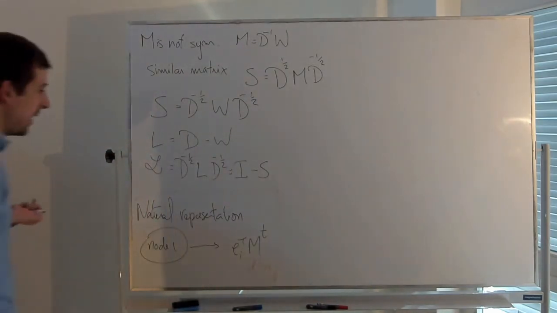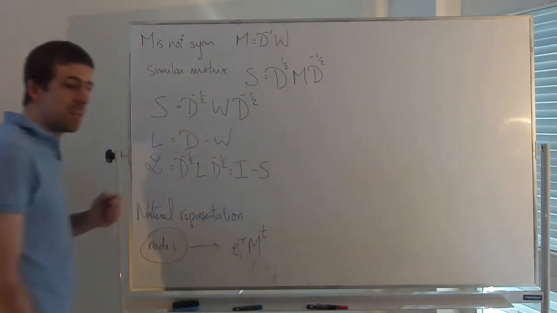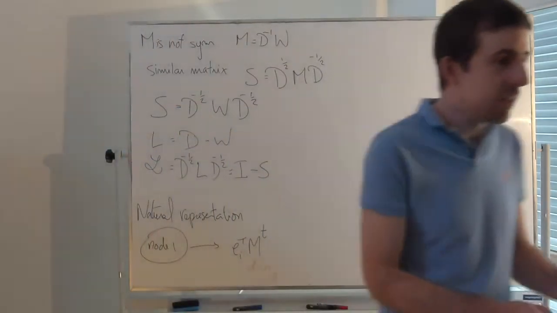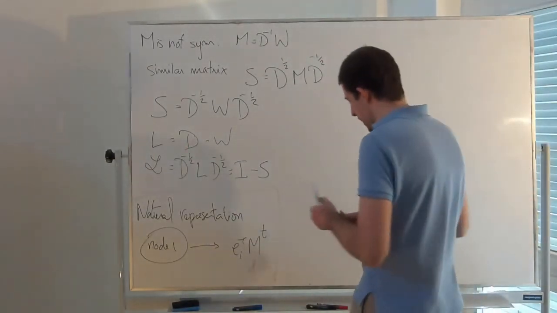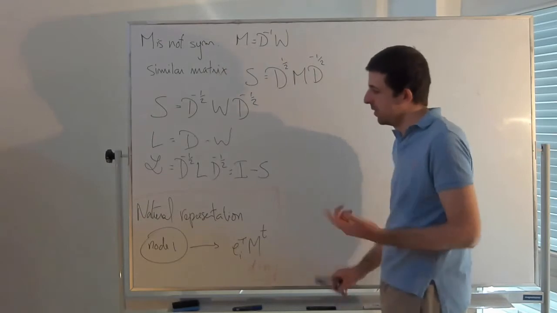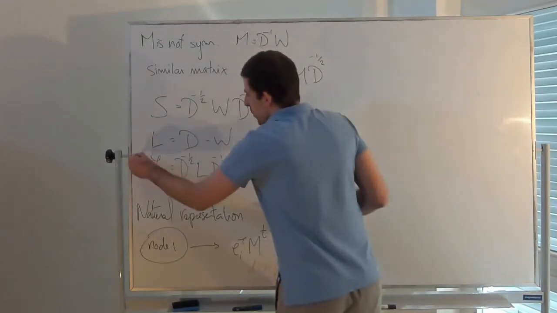So S and the normalized Laplacian are very related. In particular, they have the same eigenvectors, because taking a minus sign does not change the eigenvectors, and adding the identity also doesn't change the eigenvectors, only the eigenvalues. This will also be important.